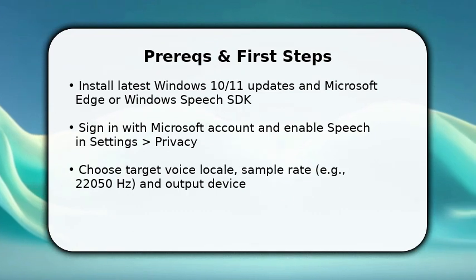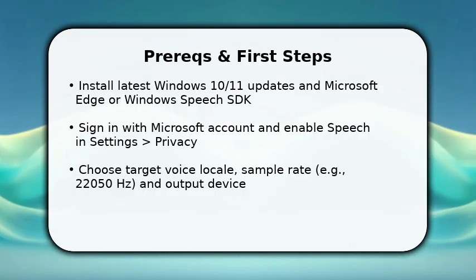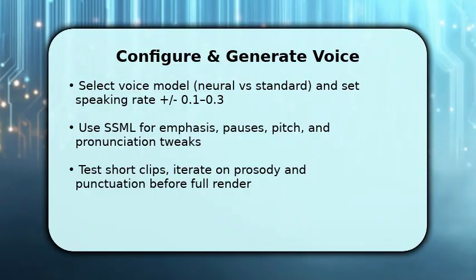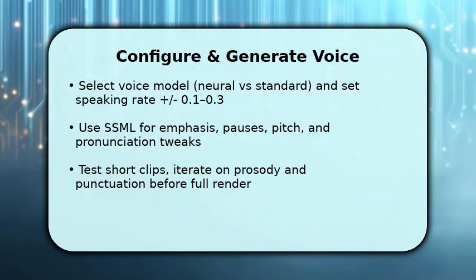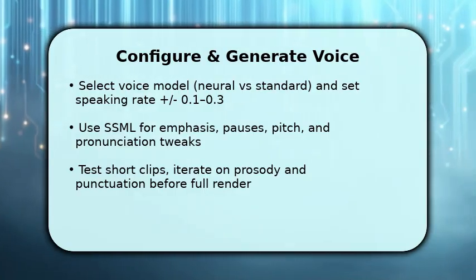Now configure the voice and generation settings. Choose a neural model for natural timbre. Adjust speaking rate and pitch to suit your content since these change perceived emotion and duration. Use SSML tags to control emphasis, pauses, and phonemes where names or acronyms break.